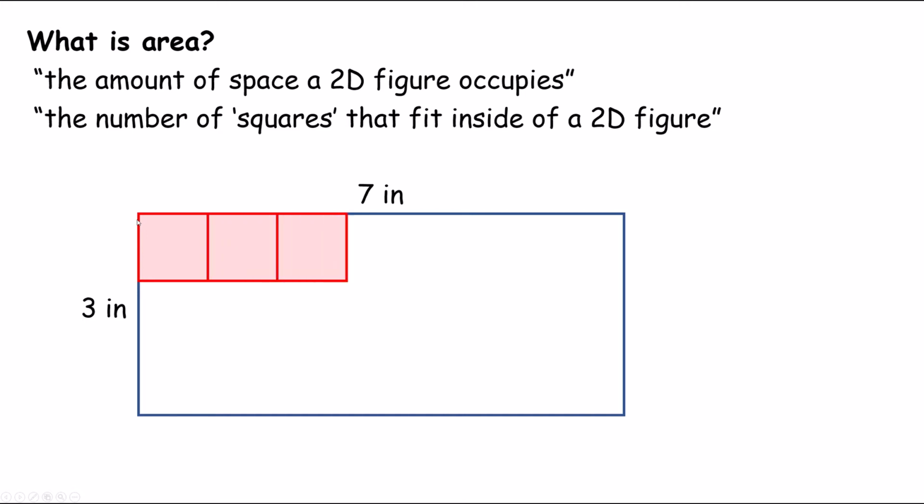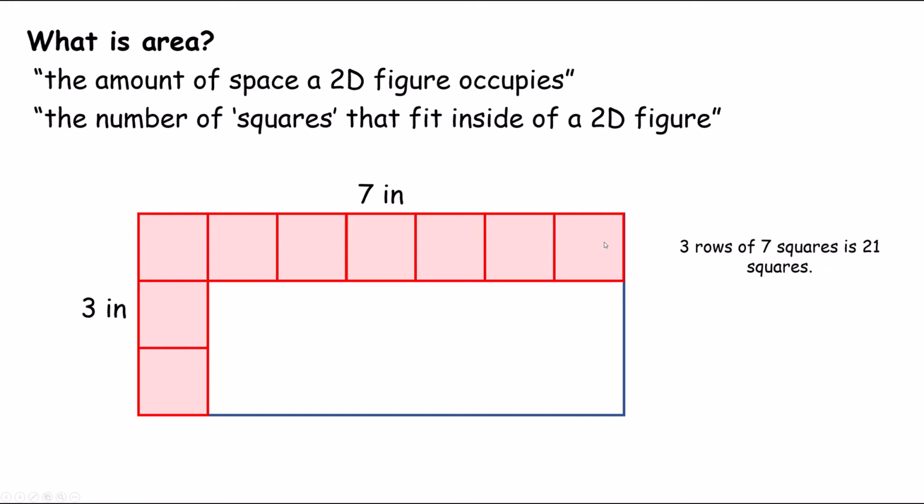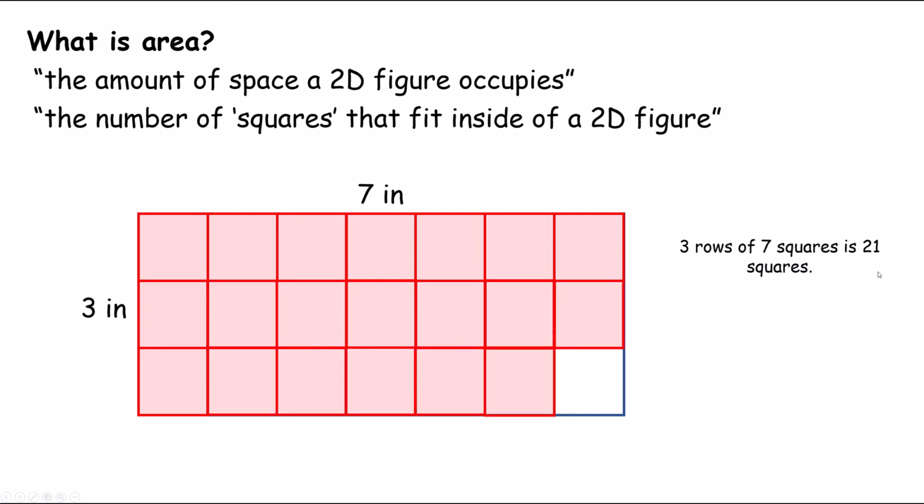So I fill this up and it makes sense that I can fit a row of 7 1-inch squares all the way across. And I can actually do 3 rows of 7 to get a total of 21 squares. If I wanted, I could fill that in, and you could then see it takes 21 squares to fill in that entire rectangle. We use that to develop a pattern.